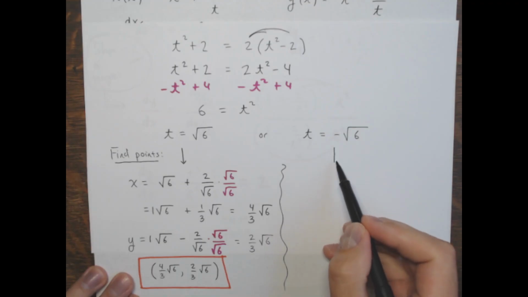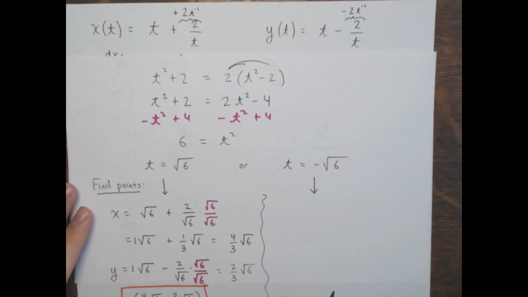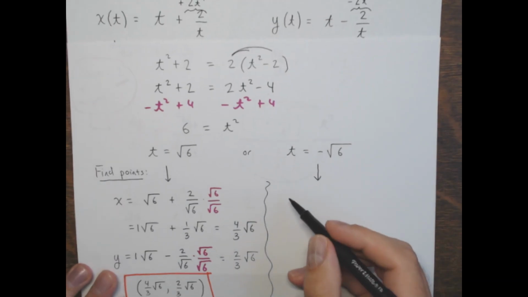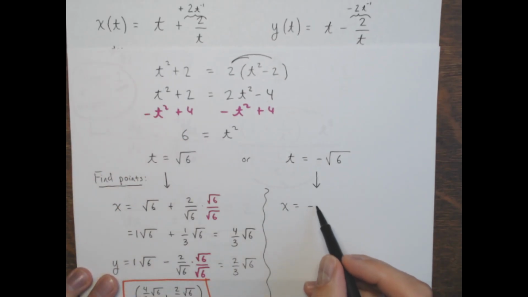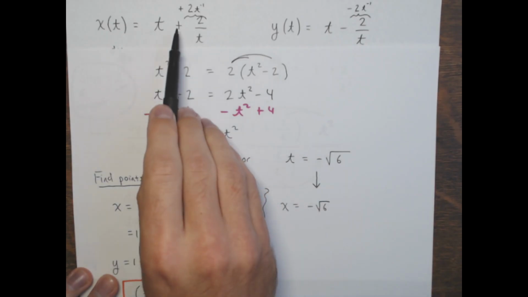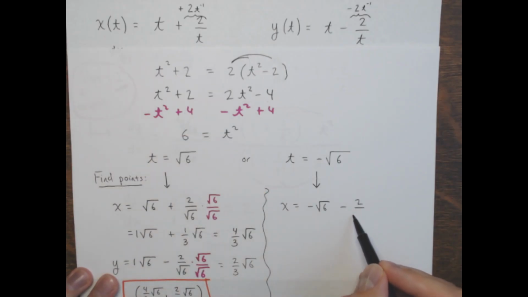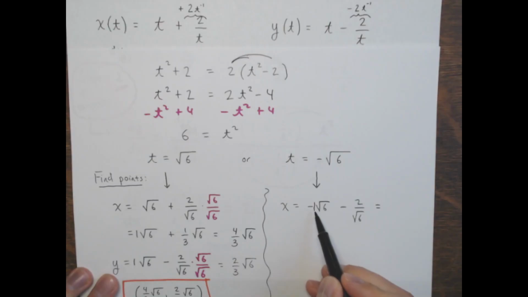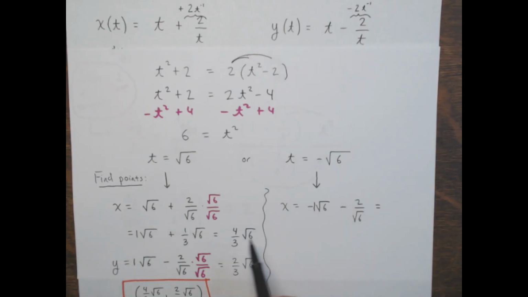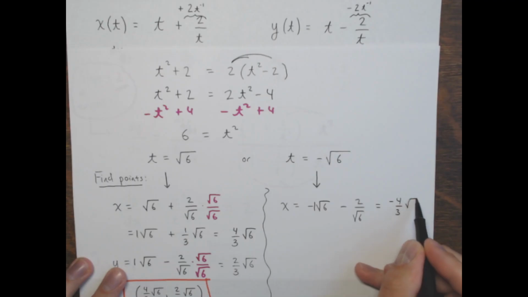There was this other possible solution as well. t equals negative square root of 6. It shouldn't be that much more different. So the x coordinate when t is negative square root of 6, you have negative square root of 6 for t, plus 2 over negative root 6. That'll be minus then, minus 2 over the square root of 6. And so this is having negative 1 minus, and this will become 1/3, right? Just like earlier, 1/3 the square root of 6. So that's negative 4/3 times the square root of 6 for the x coordinate.